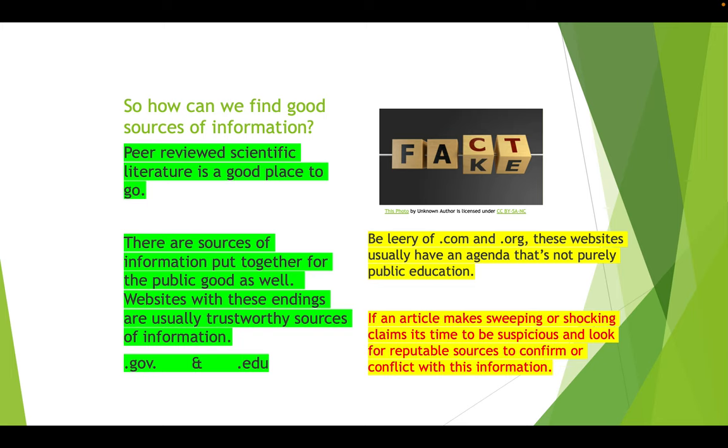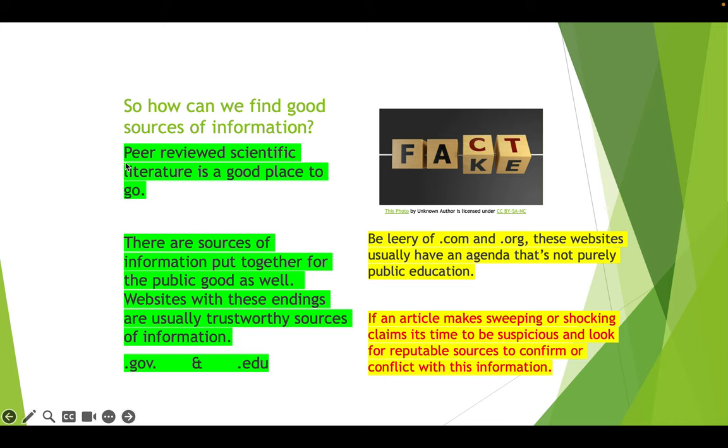All right, so when you're doing the part of the scientific method where you're doing a literature review, you're trying to figure out what do we already know about a topic, how can we find good sources of information and avoid pseudoscience? Well, the best place to look is in peer-reviewed scientific literature. So every time a scientist does a study and they report their findings, they report them to a peer-reviewed scientific journal. And this peer review is very important.